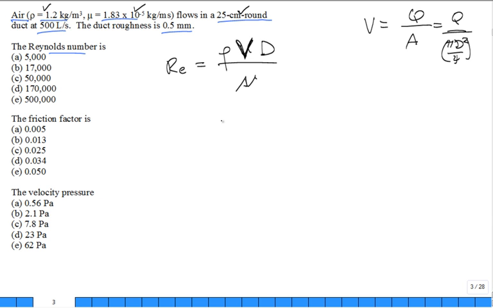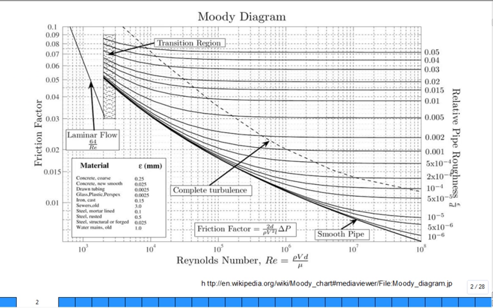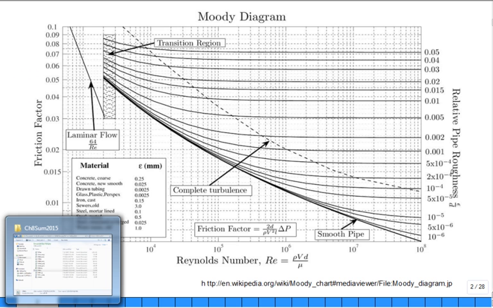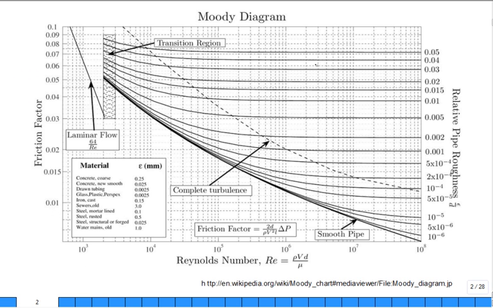So you can also calculate the relative roughness, which is the roughness divided by the diameter. There's the roughness, there's the diameter. And the relative roughness comes in at 0.002. With the Reynolds number and relative roughness, you can go to the Moody diagram and calculate the friction factor. So let's take a look. 0.002 is this line right here.